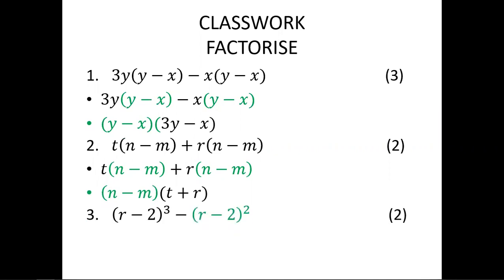Here, please note that we have a common bracket. Since we have a common bracket, you only take the bracket with the lowest exponent out as a common factor. In this case, your bracket with the lowest exponent will be r minus 2 to the exponent of 2. That's why I only highlighted one. So I will take it out.